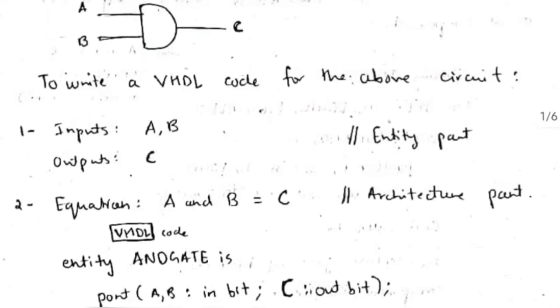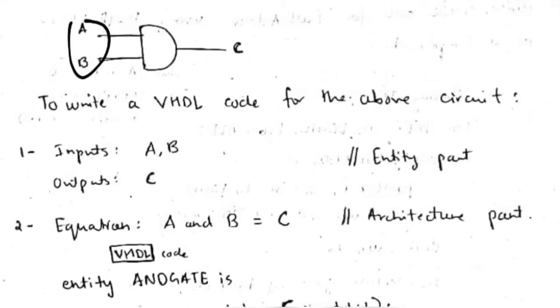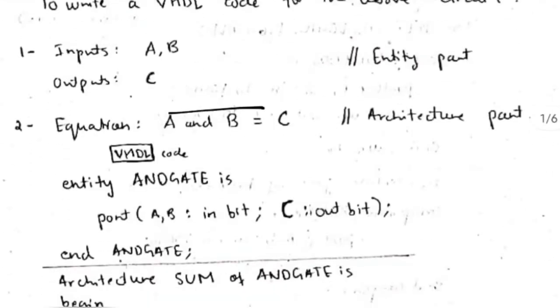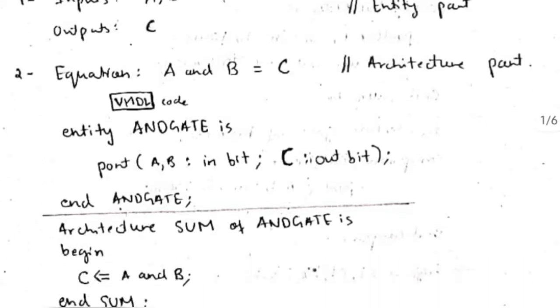See here, this is the AND gate, right? AND gate means these are the inputs and this will be AND, and the output is C. So C is equal to A and B. That's the equation. The equation will be mentioned in the architecture part. Now let's see the syntax for the VHDL code.